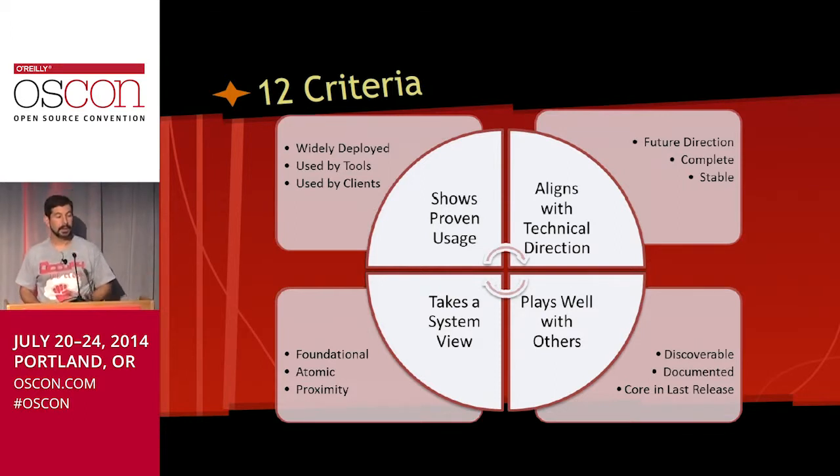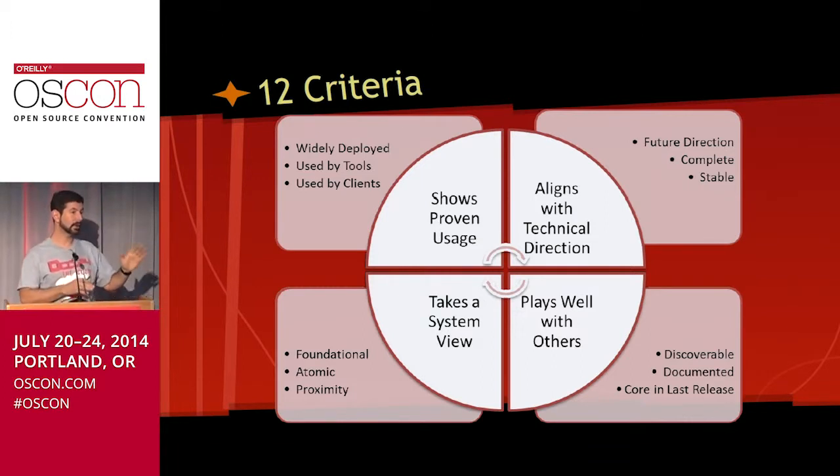And so what we did was we defined 12. We actually started with 13 criteria. We came down to 12. They break into 4 major categories. Once again, there's a wiki page that goes into this in great detail, and there's rationale for a lot of these, but they break into 4 categories.